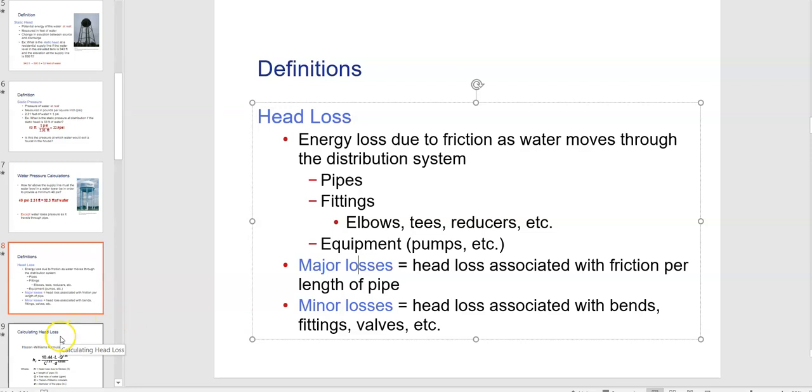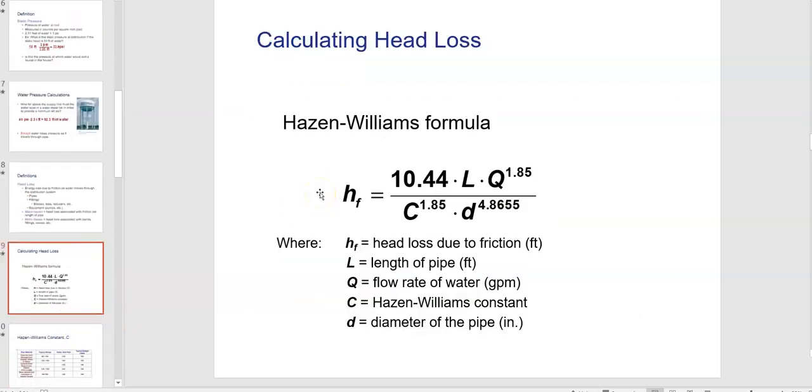And to calculate head loss, you would use something known as the Hazen-Williams formula. You'll notice that these constant numbers that are given, the 10.44, and the exponent values of 1.85 and 4.8655, those are givens for the formula. The variables will be the length of the pipe, the flow rate, a constant depending on the type of pipe we use, and the diameter of the pipe.